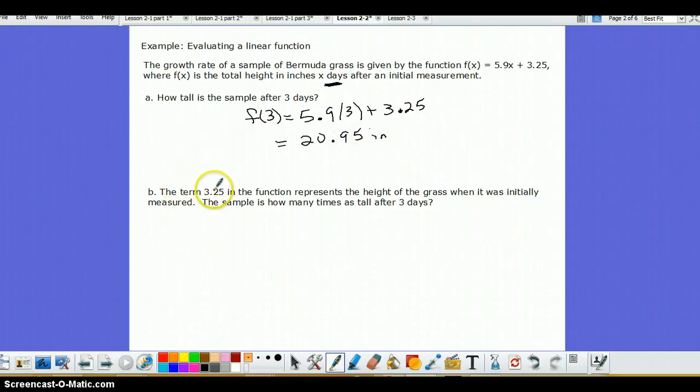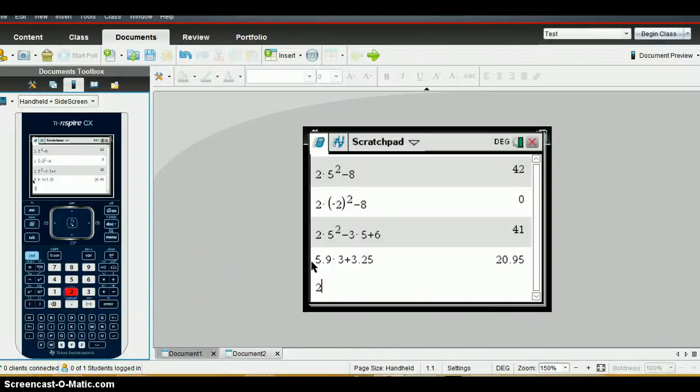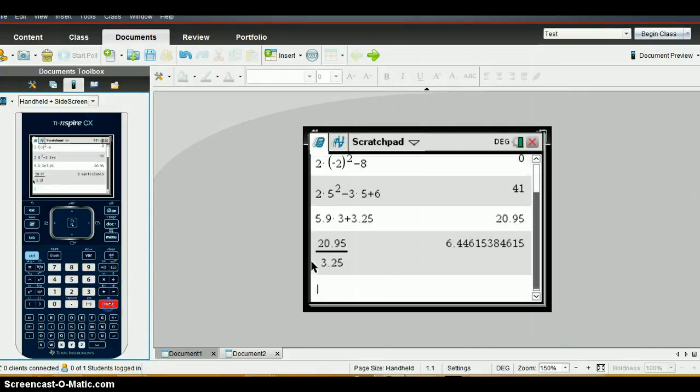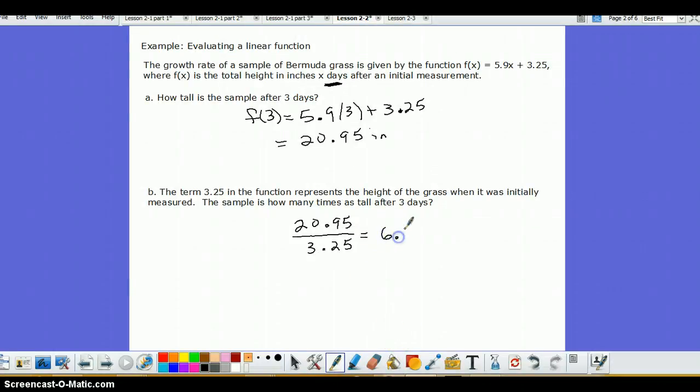Alright, so B, it says the term 3.25 in the function represents the height of the grass when it was initially measured. Alright, so the sample is how many times as tall after 3 days. So after 3 days, we're 20.95 inches. It was initially measured at 3.25 inches. So 20.95 divided by 3.25 gives me about 6.4. So it's about 6.4 times taller.